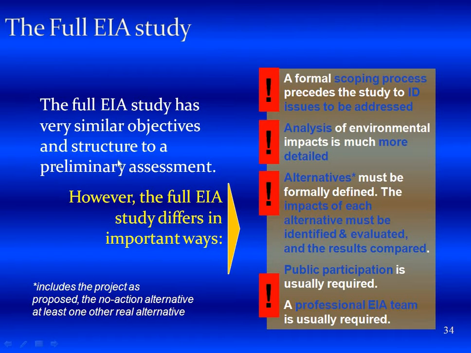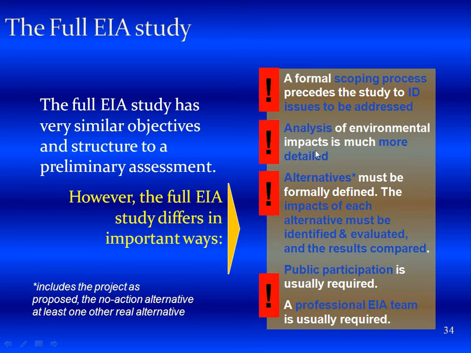Then the full EIA study has similar objectives and structure to the preliminary assessment. However, the full EIA study differs in important ways. What are the ways it differs? First, a formal scoping process precedes the study, to identify the specific issues to be addressed. Scoping is not actually required in your preliminary EIA, but here scoping is required. Now you have to define the scope, how deep you can go.